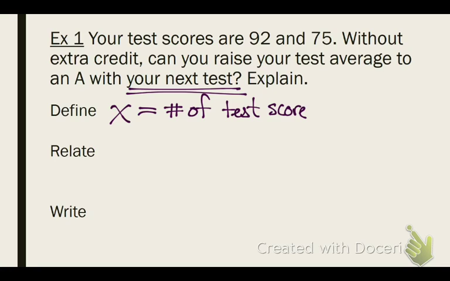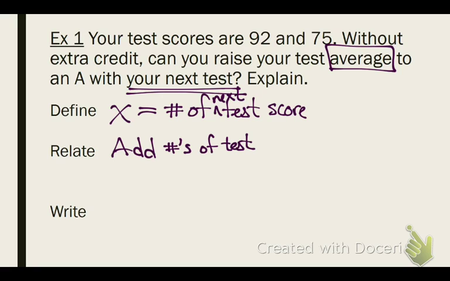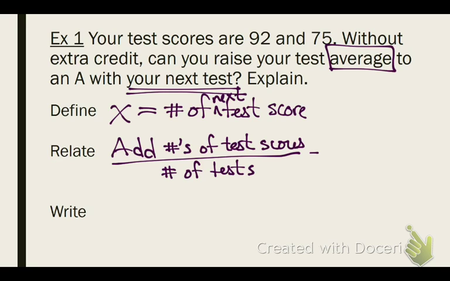And I should say next test score, because it's not just any, it's the next one. This word is a math word. It sort of tells us how to do stuff. Anybody know how to take an average? We're going to add, so add your numbers together, the number of the test scores, divide by number of tests, and that's going to equal your test average.